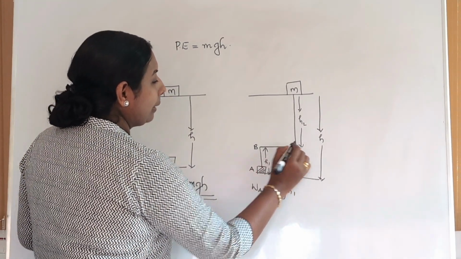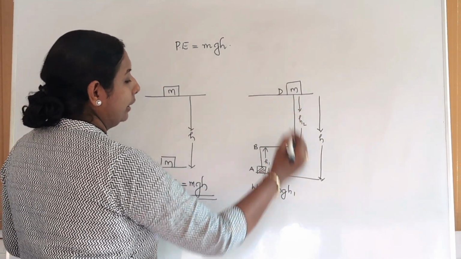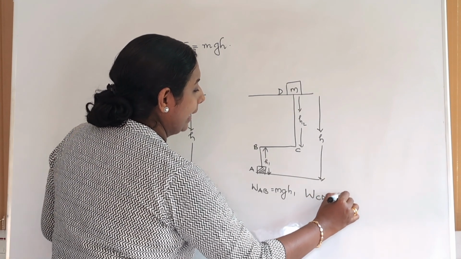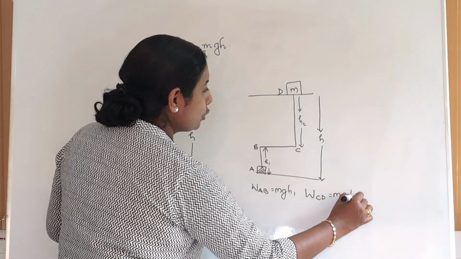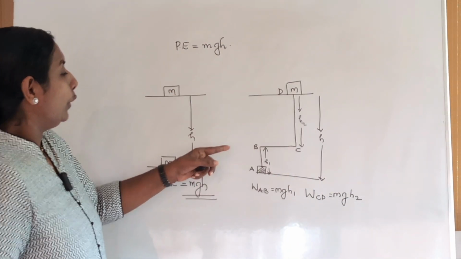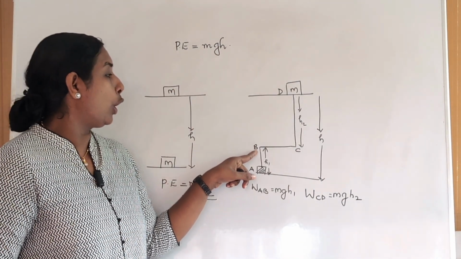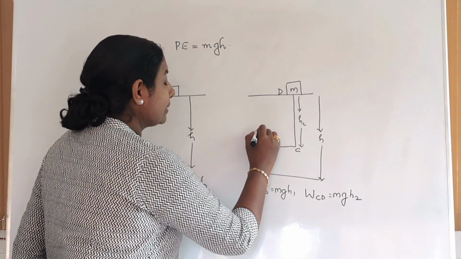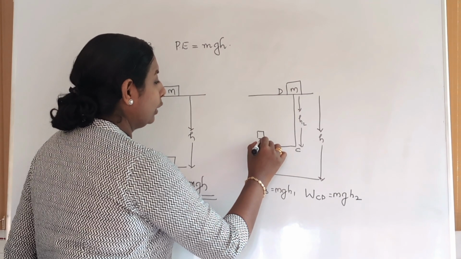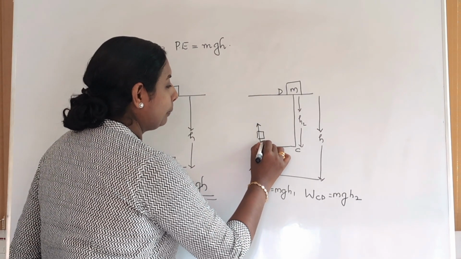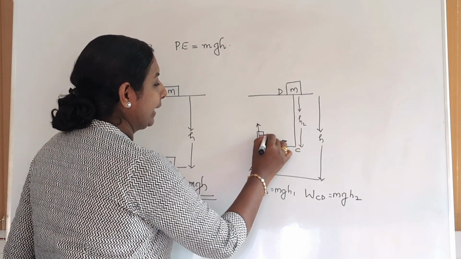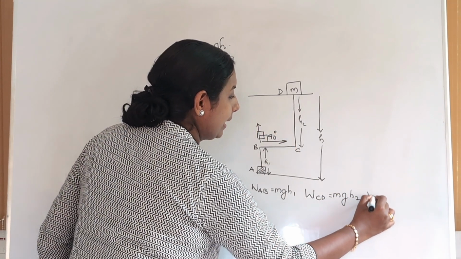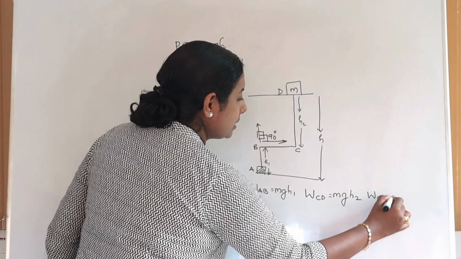And we can mark it as C here and D here. So what is W_CD? It will be mgh2. You will be surprised why I am not taking this BC. Look, we know that the force applied on the body will be like this and the displacement on BC will be like this, so that the angle is 90 degrees here. The work done on BC becomes 0.